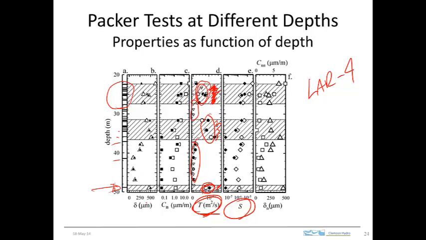And we also went and calculated the effective hydraulic aperture. That's what's shown on this plot in microns, and you can see that these permeable zones have an effective aperture of about 500 microns.